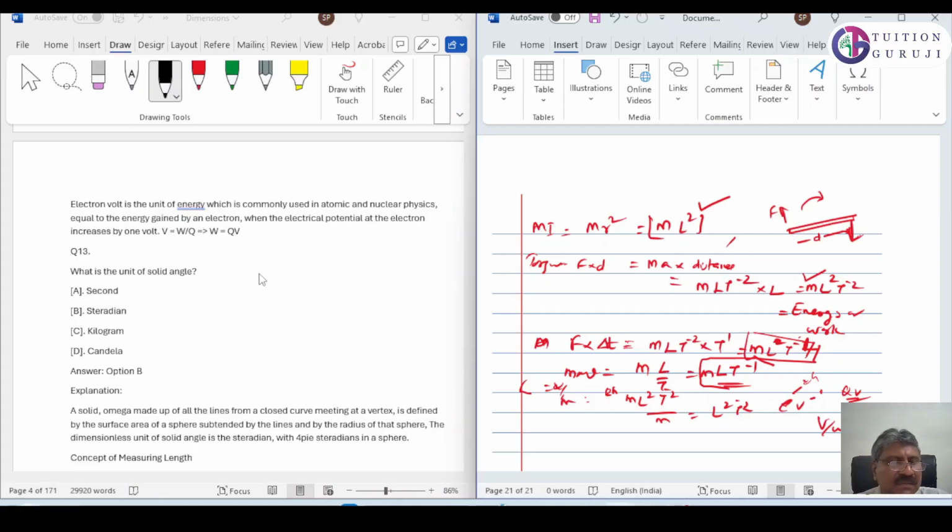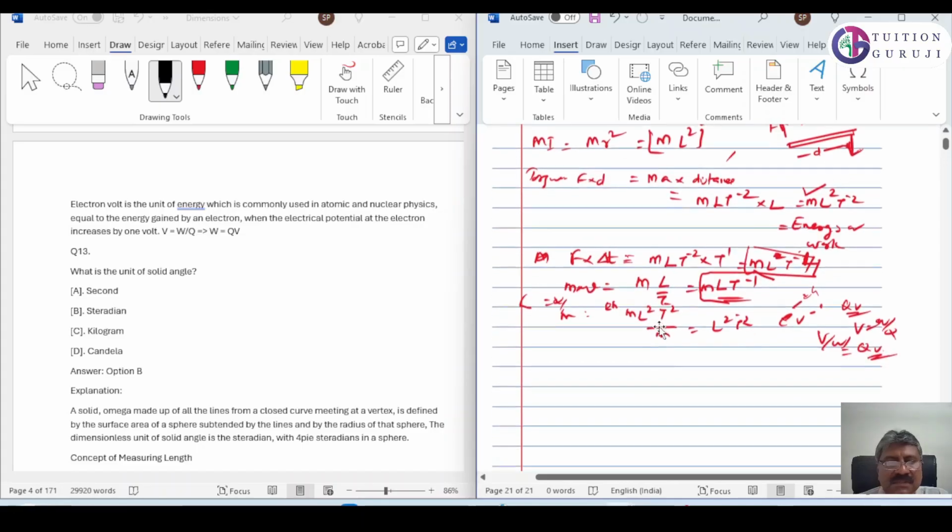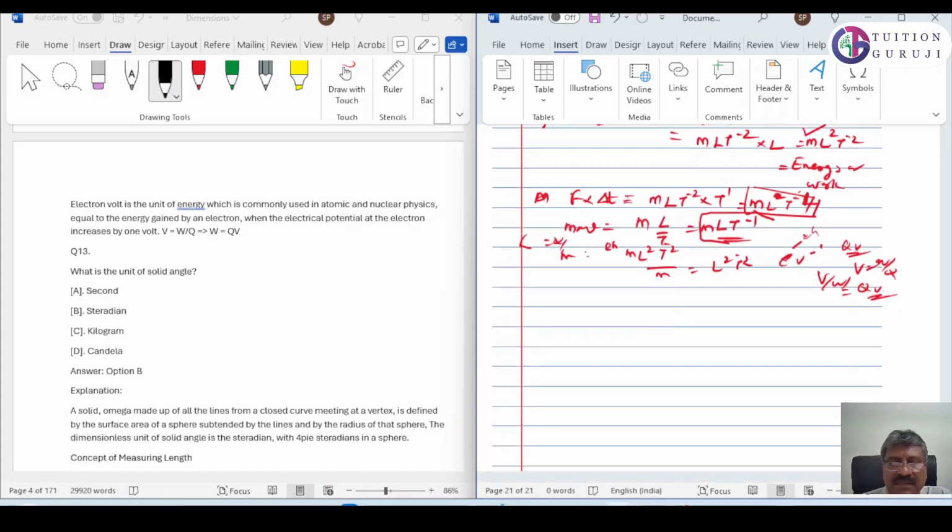What is the unit of solid angle? Solid angle is measured in steradian. Steradian is area by r square. Area is L square, r square is again L square. That means it is dimensionless, with no dimensions. The unit of solid angle is steradian and it has no dimensions.